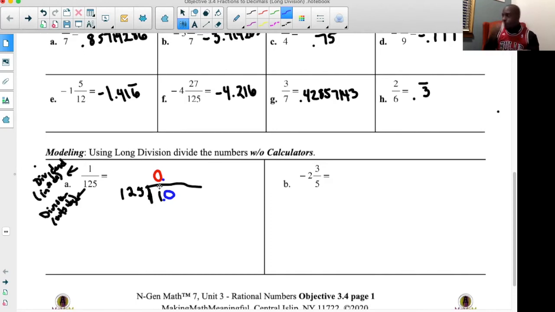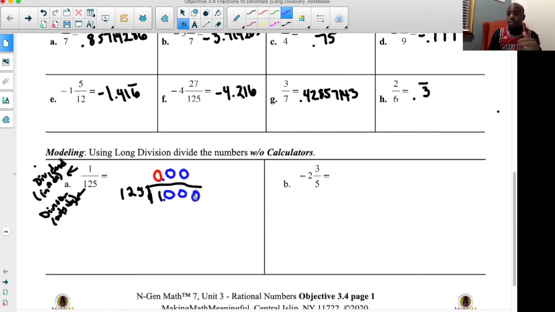Okay, so we put a decimal there. You put a decimal also at the top. And now you ask yourself once again, does 125 go into 10? The answer is no. I add another 0. Does 125 go into 100? The answer is no. Okay, we add 1 more 0 and 125. Does it go into 1,000? Now it has to. There's no way it can't.